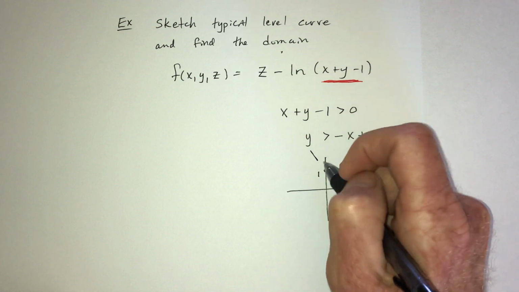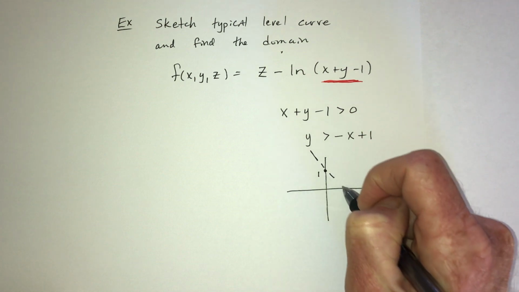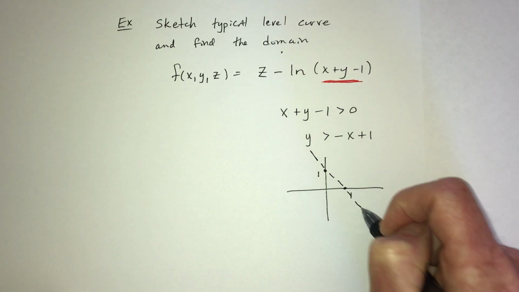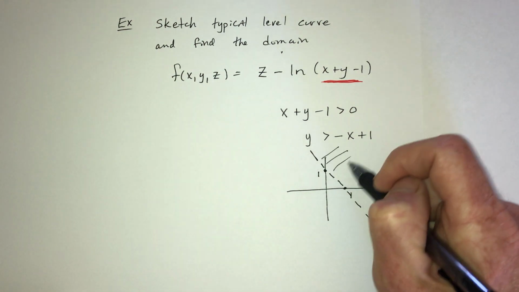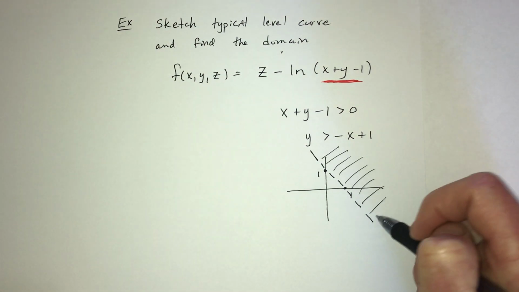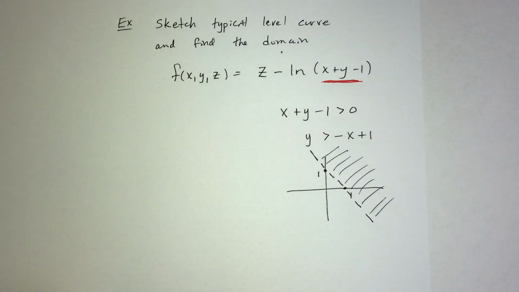Oh, actually this doesn't have equals. I should be making a dotted line right now. And then y bigger than means that the graph only exists over there. All right, that's the domain part.